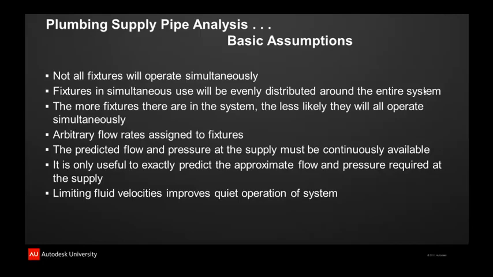The predicted flow and pressure at the supply point must be continuously available. We don't want it to work just for the first hour of the day, but for the entire day, all day, every day of the year. And it's also useful then only to exactly predict the approximate flow and pressure required for the supply, because of that varied operation of each of the fixtures. The reality lets you do it one way, but the engineering assumption gives us a better way of approximating that. And then finally, we limit the fluid velocities to improve quiet operation. So there are velocity limits in the plumbing design that are not in the sprinkler design.